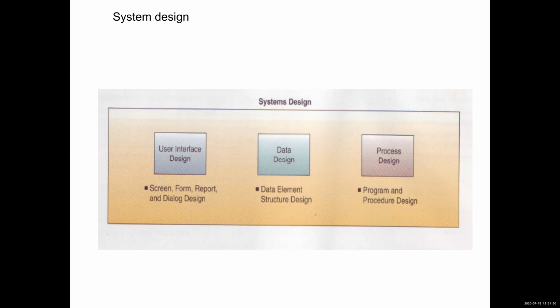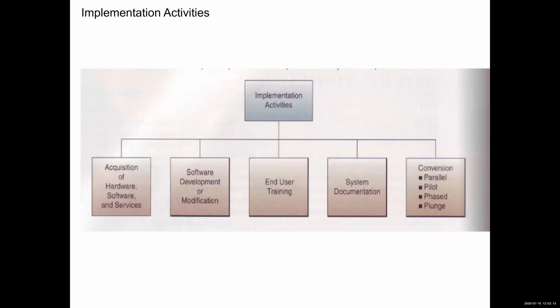Once you do that, then you move on to the next stage where you look at the processes. Process design, you design the programs and the procedures. So in a nutshell, we have three main stages in the system design proper: the user interface design, the data design, and then of course the process design, all incorporated.